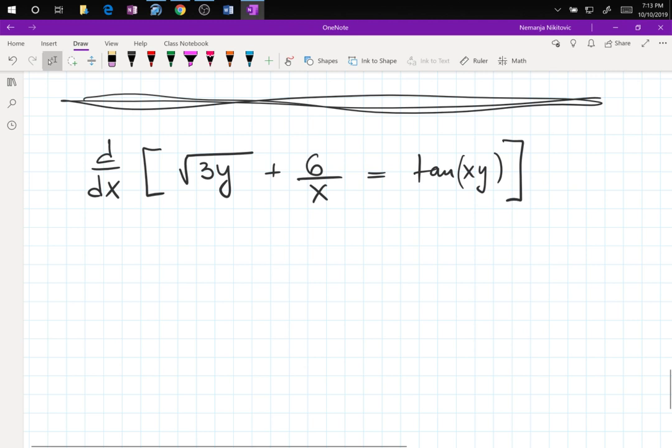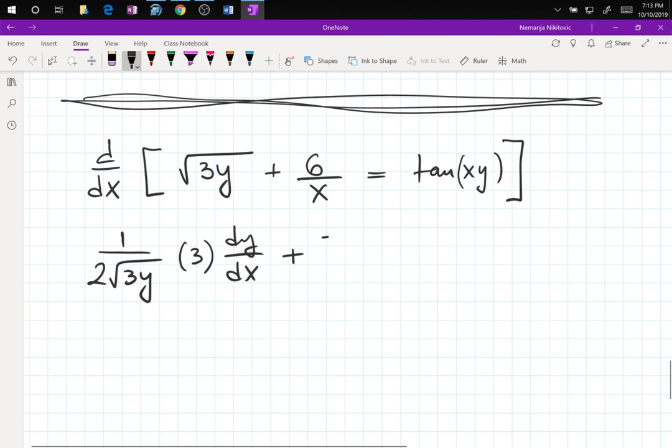All right, so the derivative of a square root is 1 over 2 square root, which is 3y, times the derivative of 3y, which is just 3, and I took the derivative of y with respect to x, plus the derivative of this is going to be negative 6 over x squared, dx cancels, equal to, and here is the spicy term, secant squared xy. So this is the derivative of tangent is secant squared.